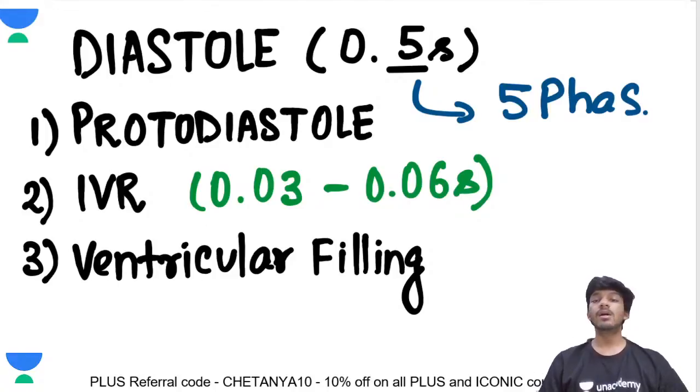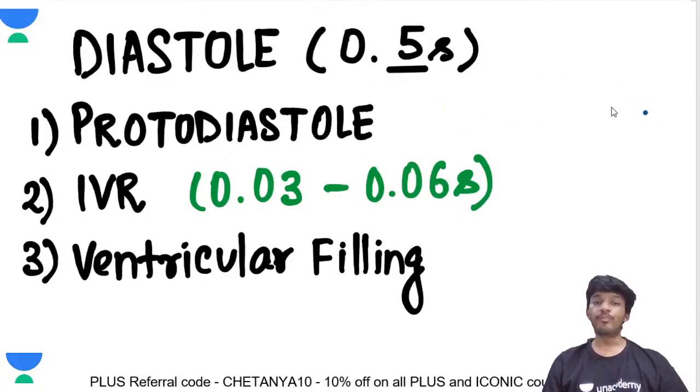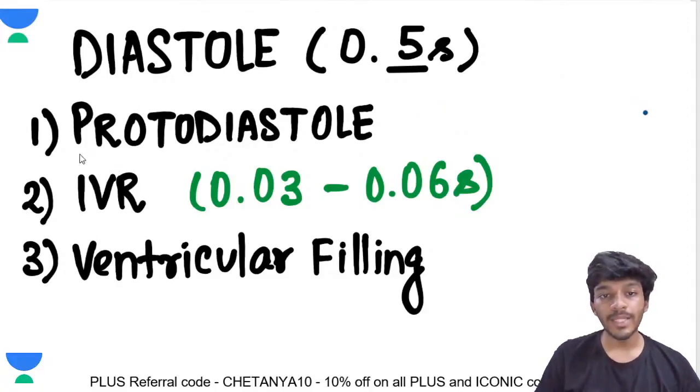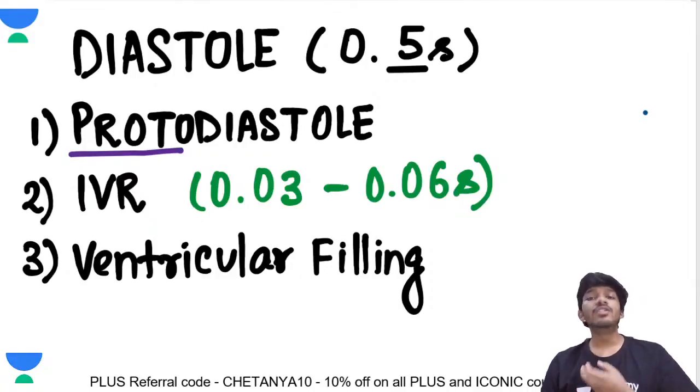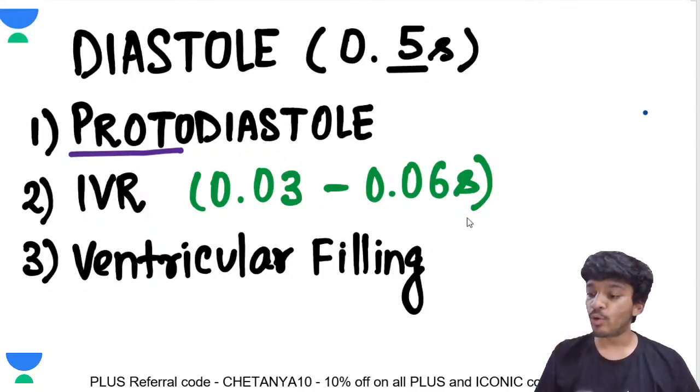Right? So what is the first phase in diastole? What is the meaning of proto? Proto means first. So initially you have a phase in the diastole called protodiastole. Understood? First phase is protodiastole, right? Protodiastole is what happens when the heart just starts to relax. It is the early part of ventricular relaxation. Okay. So till when do you have protodiastole?